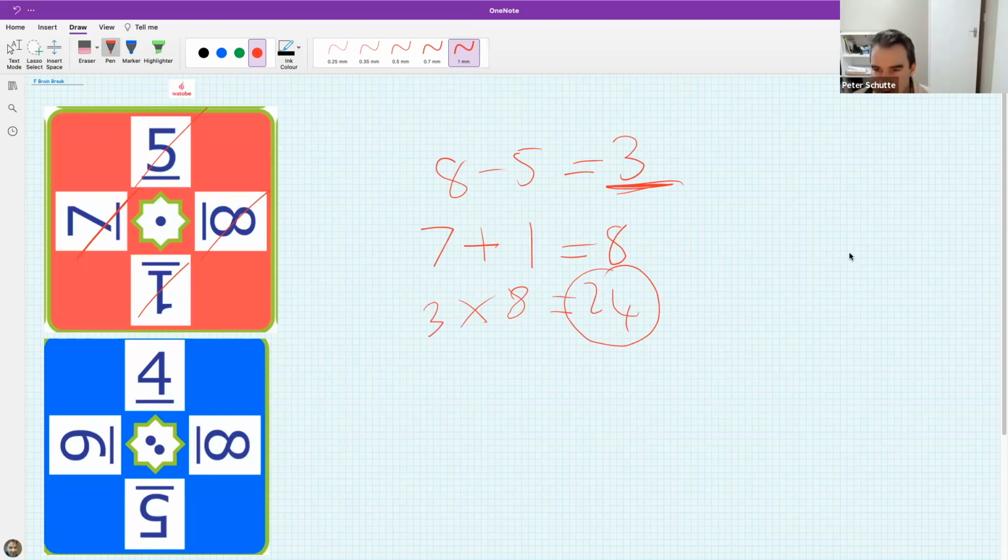So 8 minus 5 equals 3, and then Neo also got 8 minus 5 is 3 times 7 plus 1, which is 8. Fantastic. And then Anita said 7 minus 5.